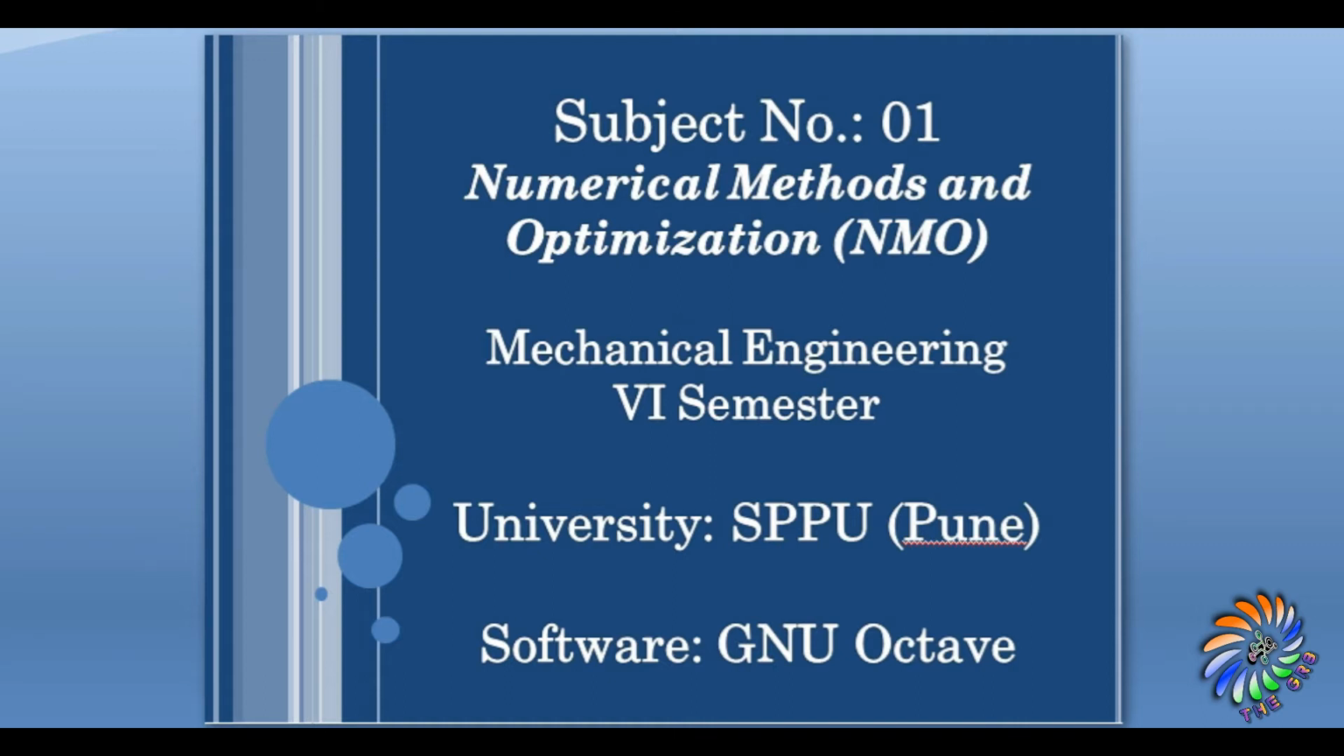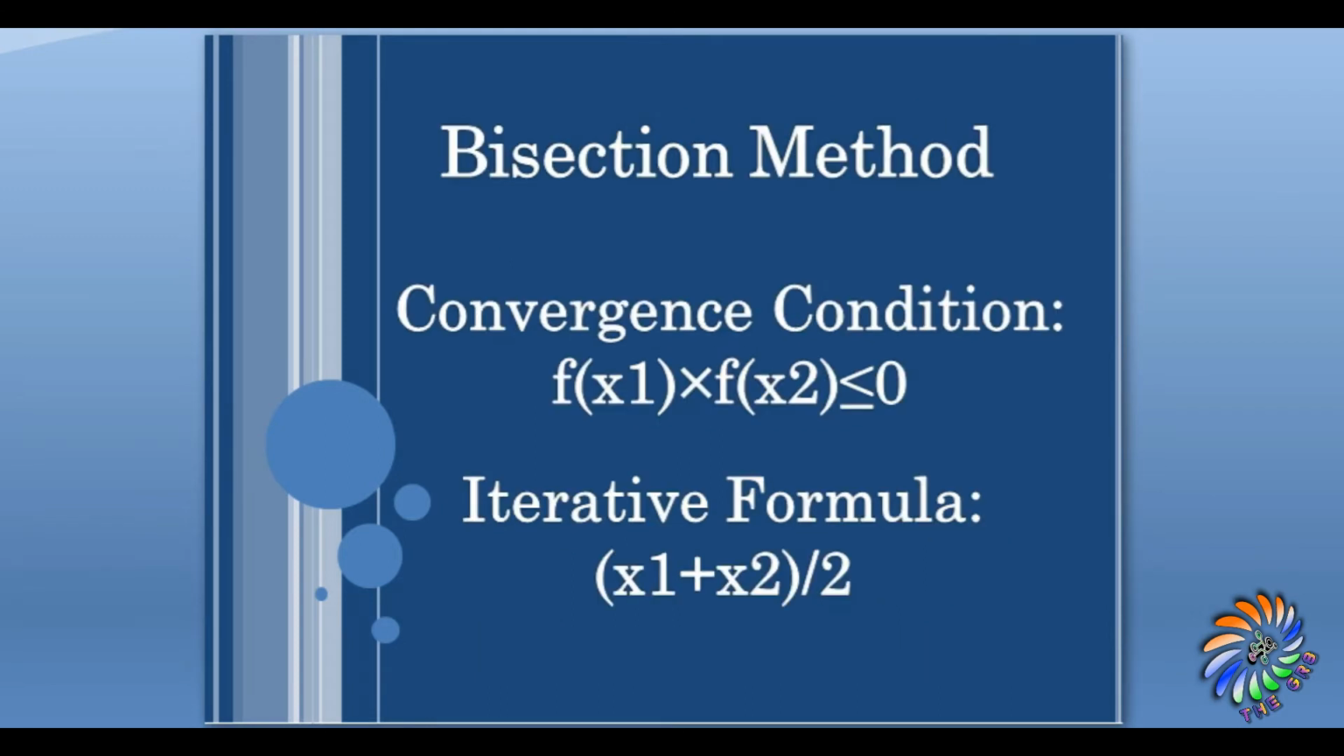In the last video, we have seen how to download GNU Octave software on the PC and laptop, which is required for programming in the NMO subject. Today in this lecture we are going to see how to solve a bisection method numerical in the conventional method, by using paper and pen. So let's start.